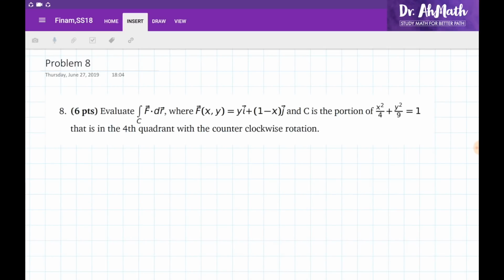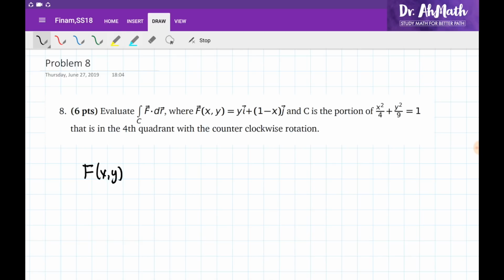Let's discuss problem number 8. In problem number 8, we are given a vector field in the form of F of x and y. We can write this as a tuple in the form of y and 1 minus x. We need to compute the line integral over this curve C, which is the portion of the ellipse given in this form, in the fourth quadrant, moving in the counterclockwise direction.